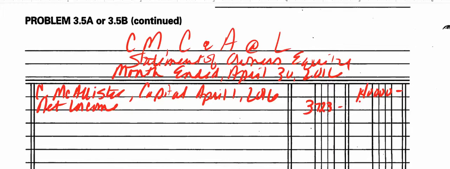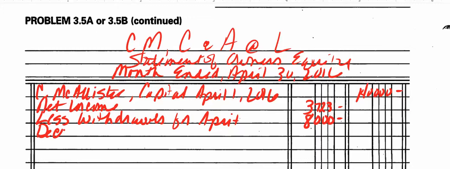Next, we need to subtract withdrawals that Mr. McAllister took, so that's less withdrawals for April, which he took an $8,000 drawing from his business to live on. Okay, so since we withdrew more than we made, we know we're going to have a decrease in capital. So our next line would be decrease in capital rather than increase in capital.